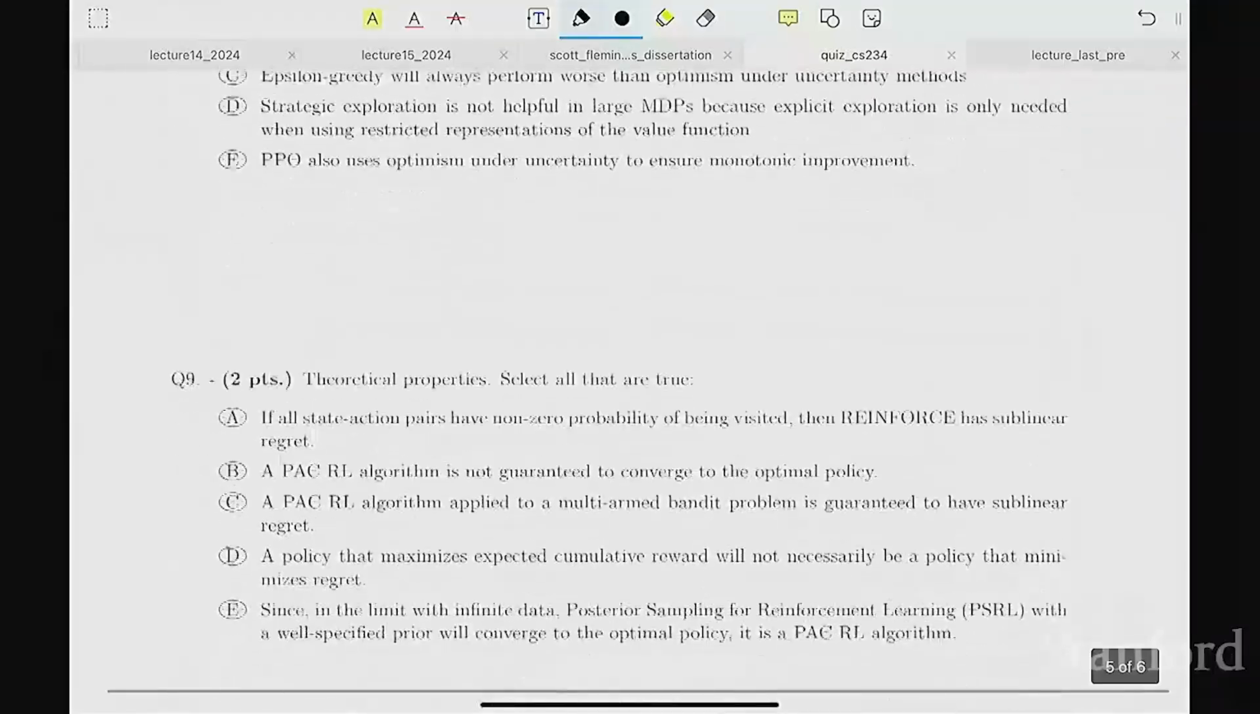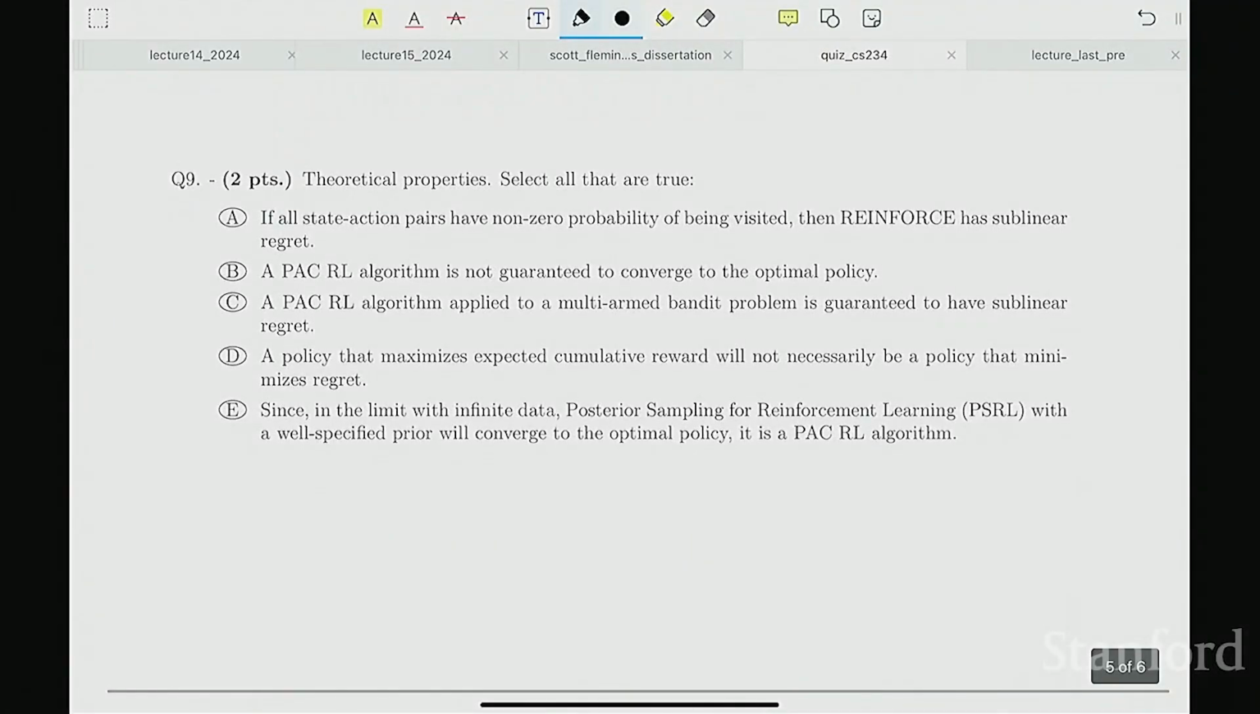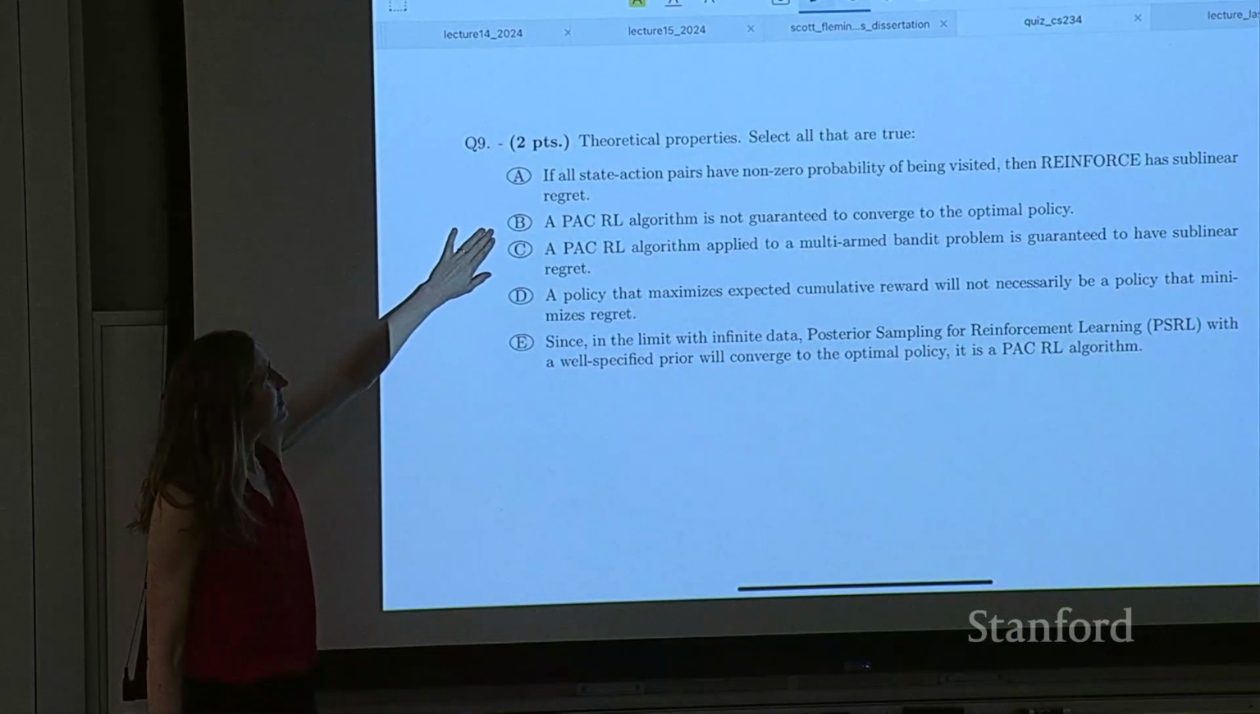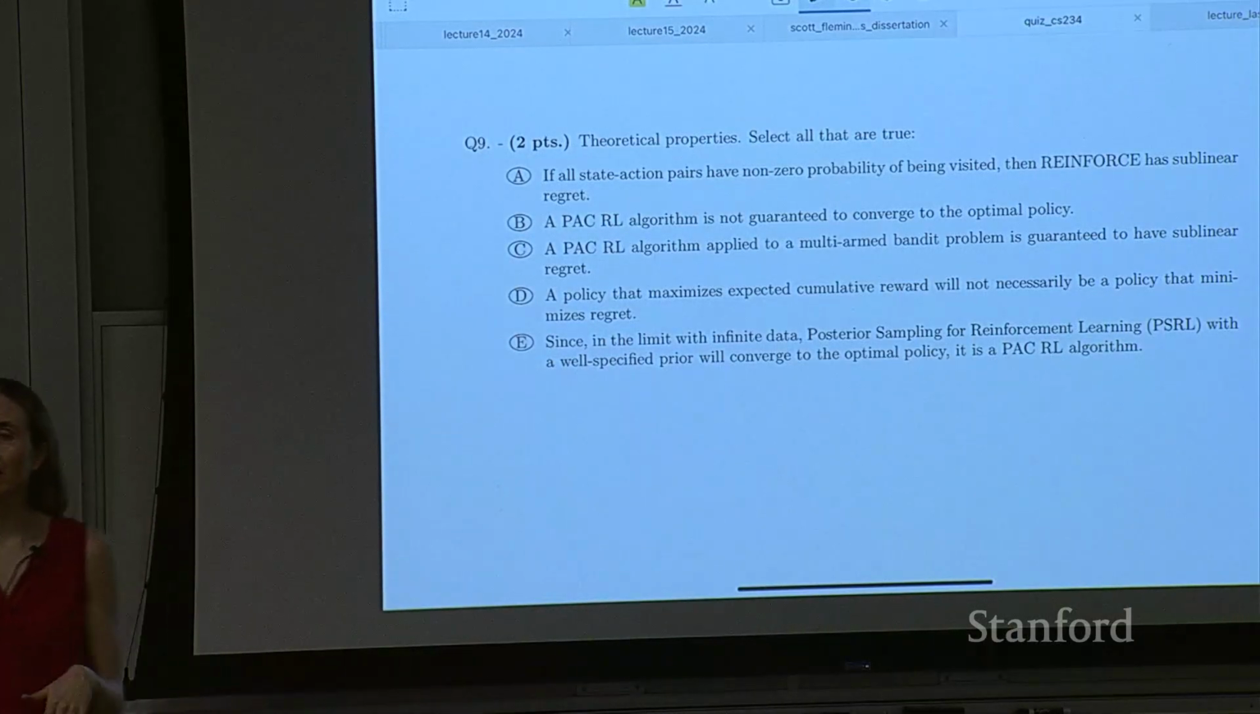All right, and then the next one I was going to talk about is 9, where we go through some of the theoretical properties. In this case, the first one is not true because we don't have any guarantees in general for the REINFORCE algorithm. The second one is true for the reasons we just said. A PAC algorithm guarantees you're epsilon optimal, but not necessarily fully optimal.